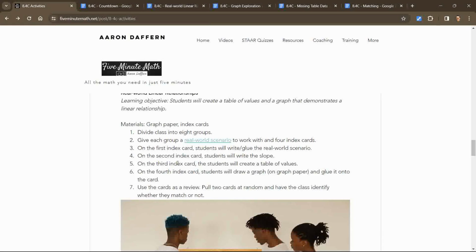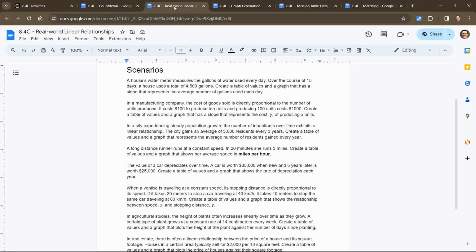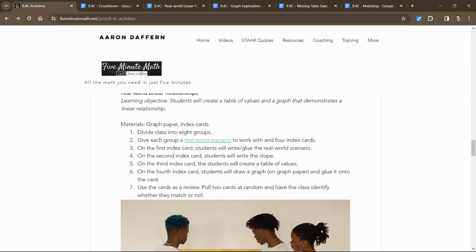So we get one of these scenarios. This is what we do on the first index card. Students will write or glue the real world scenario, right? So you can decide how you want to format that for the students. The second index card, students will write the slope, so they're going to need to do some math on the side and write the slope m equals.